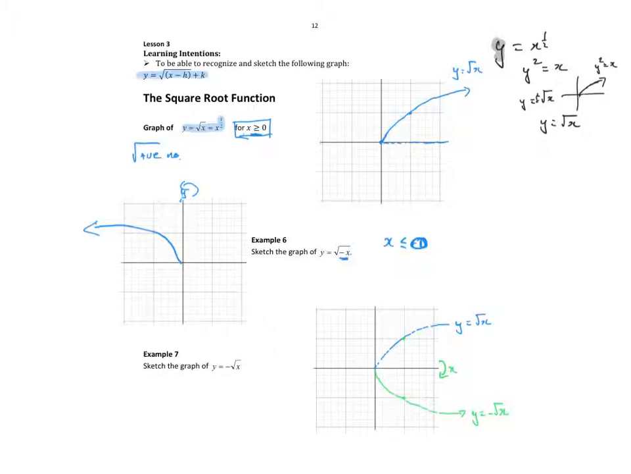So that's my square root of x function. It's just half of a parabola. It could rotate, it could be flipped upside down, it could be pointed back to the opposite direction, just depends on the question. Let's have a look at a few more.